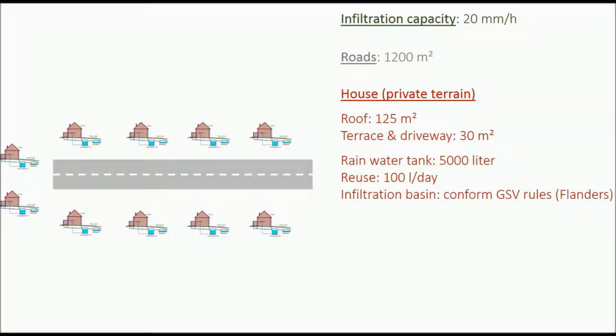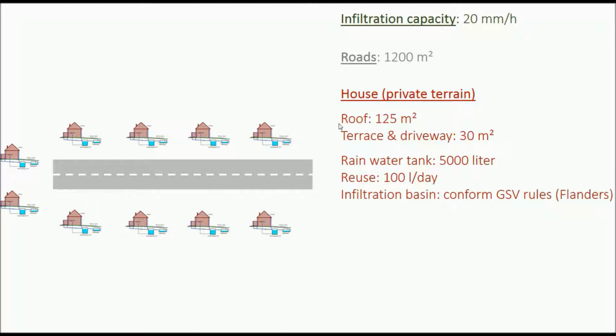In this example, we'll show how to model a simple allotment in Sirio. The allotment consists of roads of in total 1,200 square meters, and there are 10 houses that will be connected to the sewer system as well. Each house is of course on private terrain and has on average a roof area of 125 square meters and other paved areas of about 30 square meters.